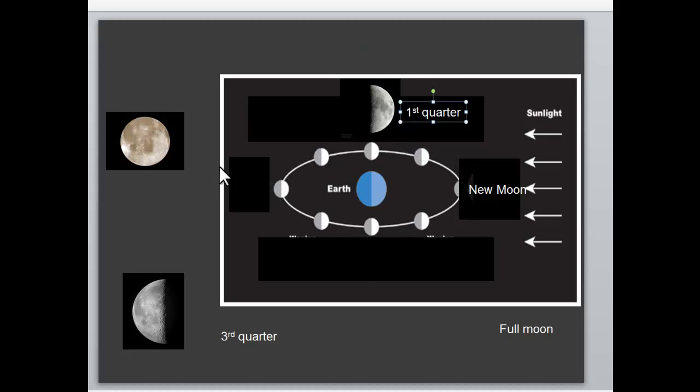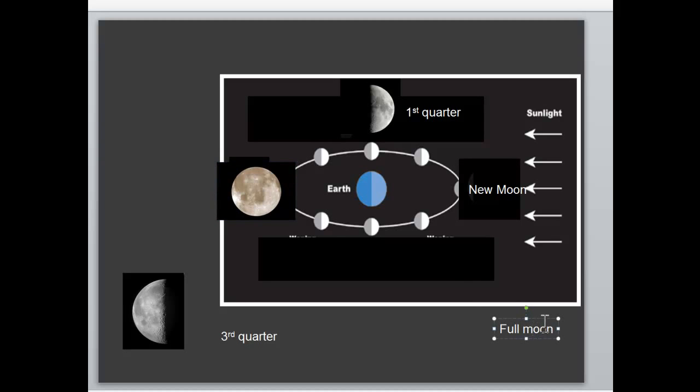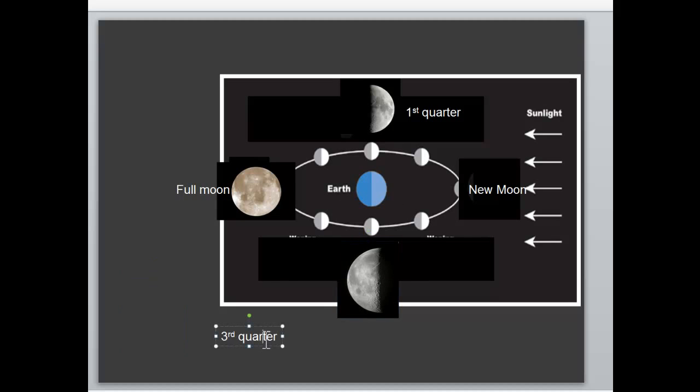As it comes over to this side, we see a full moon. Oddly enough, it's not called second quarter or half moon. It's called the full moon because we see the entire circle. And then here, again, this would be 3/4 of the way around the entire cycle, and so that is called a 3/4 moon.